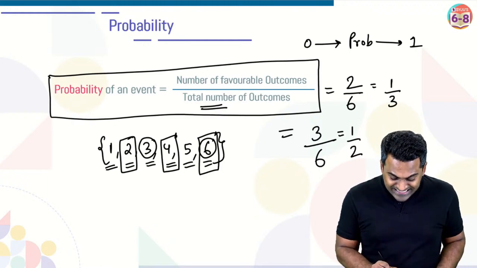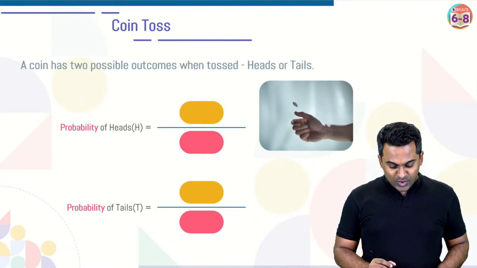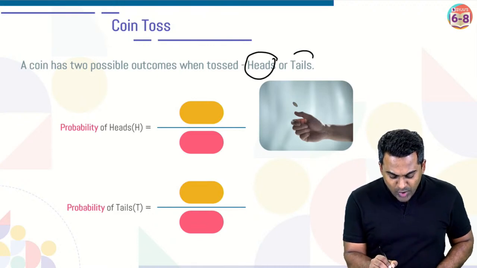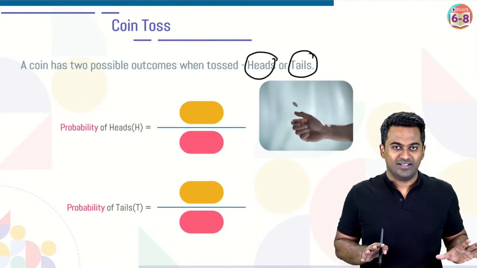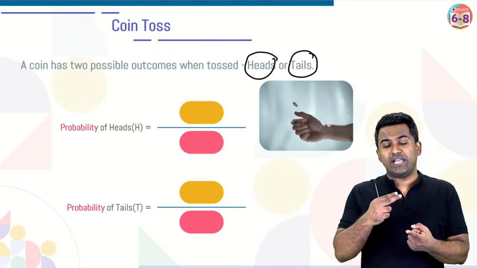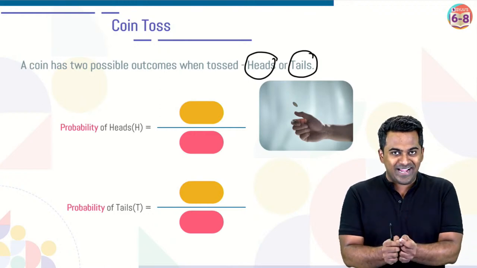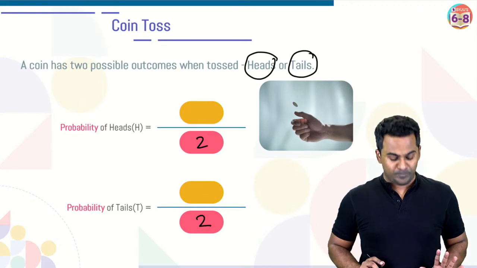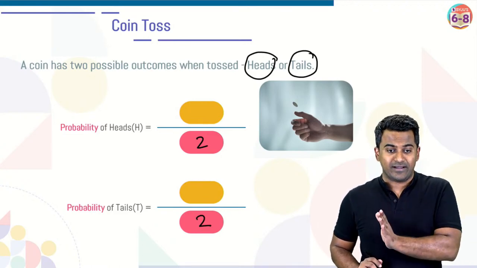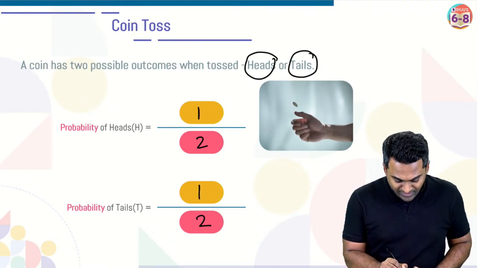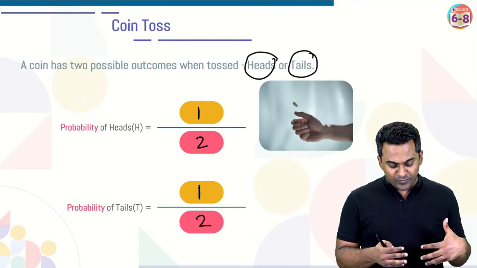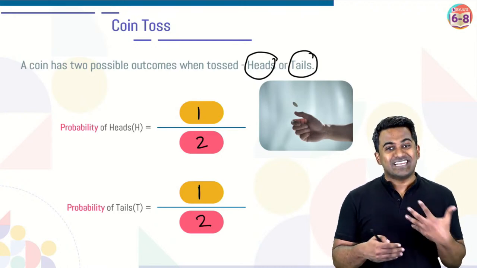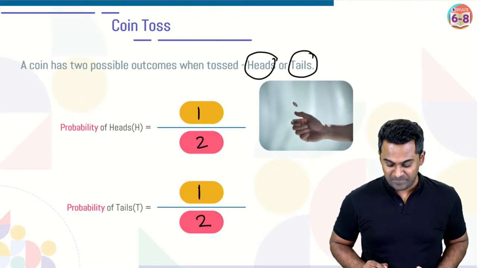Come on, let's apply this idea to a coin toss. When you're tossing a coin, there are only 2 possible outcomes. You can either get a head or you can get a tail, nothing else. So total possible outcomes are going to be 2. The possibility in which you can get a head, 1. Tail, again 1. So 1 out of 2, which means there is a 50% chance for a head and a 50% chance for a tail, and that is the reason why a coin toss is done at the start of every match. All right.